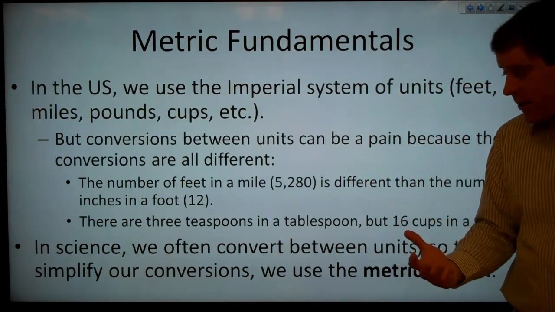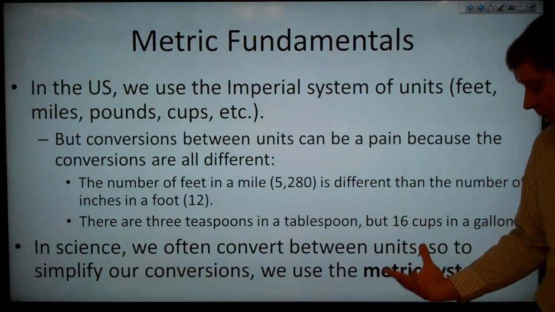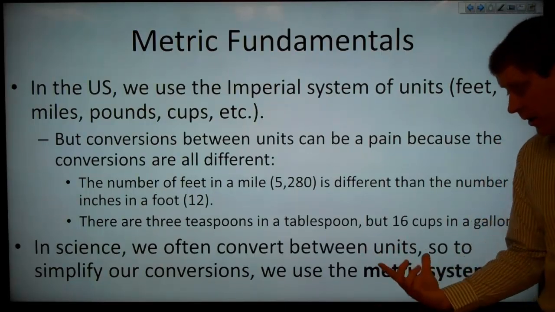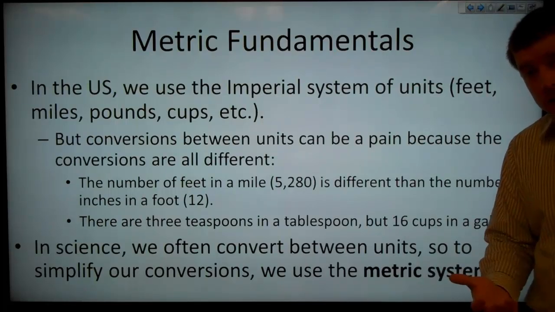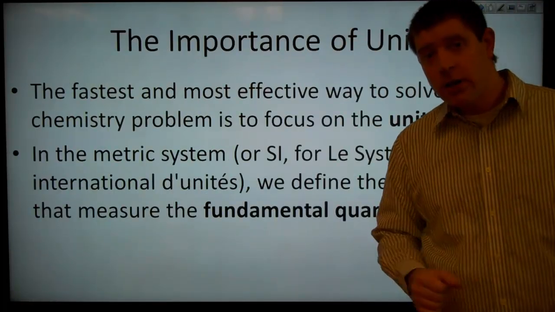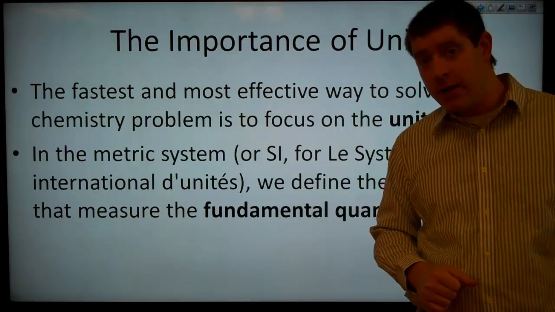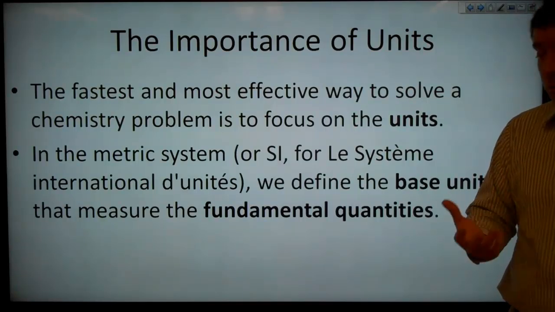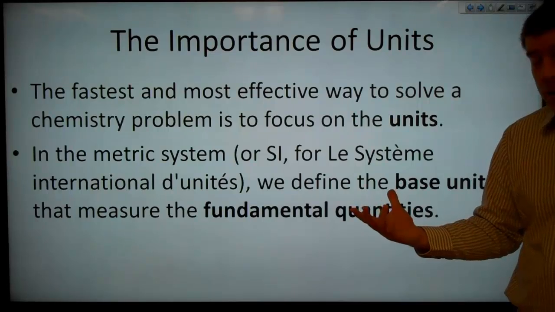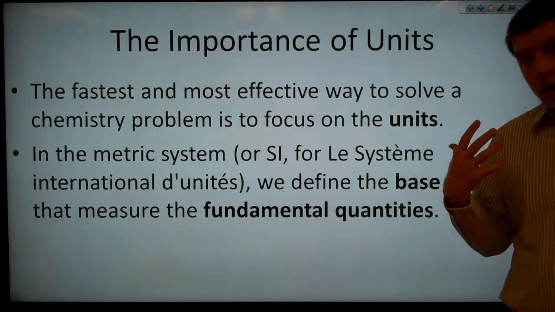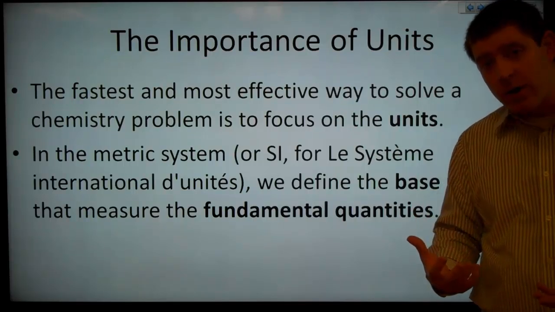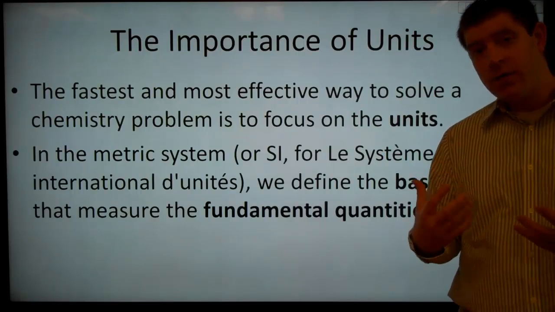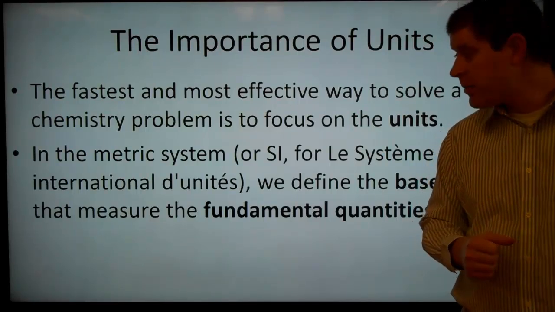And in science, we often need to convert between various units, and so to make things much easier on ourselves, we use the metric system, or the SI system, in which all of the conversions are based on factors of 10. So, the fastest and most effective way to solve a chemistry problem is to focus on the units involved. And this is why we're going to talk a lot about the units and converting between various units, because the units themselves give us a key to solve most of the problems that we'll see in a first-year chemistry course.